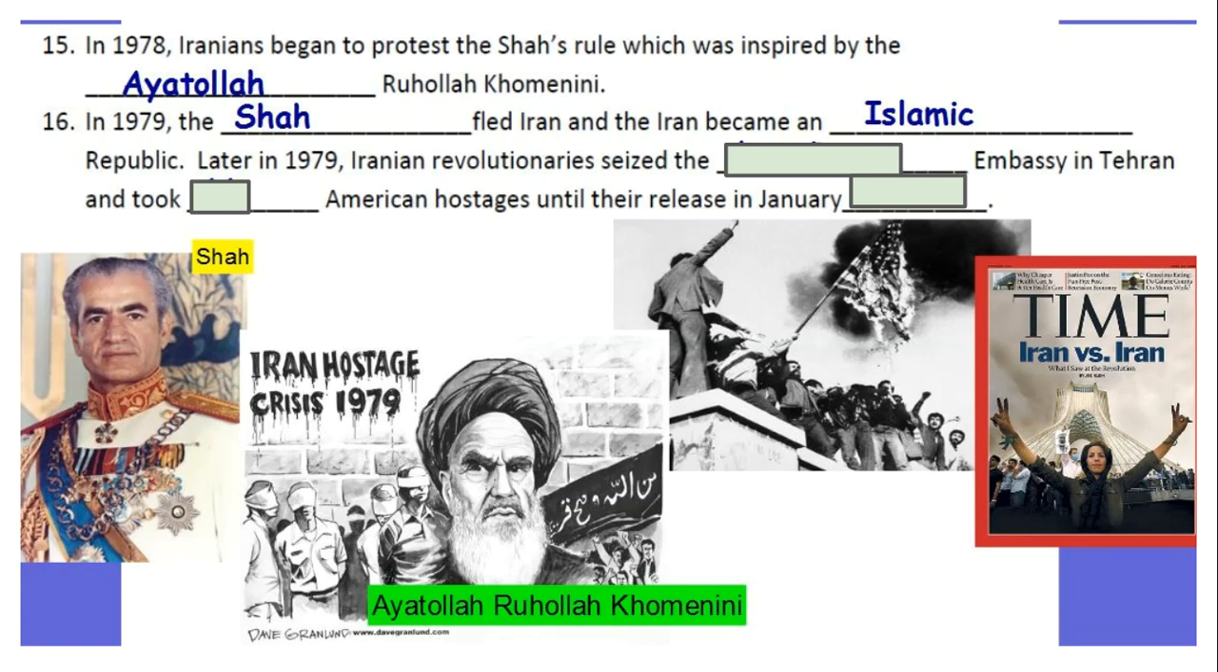Later in 1979, Iranian revolutionaries seized the American embassy in the city of Tehran and took roughly 66 Americans hostage. There were a few more. Some were released, but for the duration of over 400 days, 66 of these hostages were held by these Iranian revolutionaries. They were eventually released in January of 1981, and part of that was because we had a presidential election here in the United States, and the new president was inaugurated, and that happened to be Ronald Reagan.